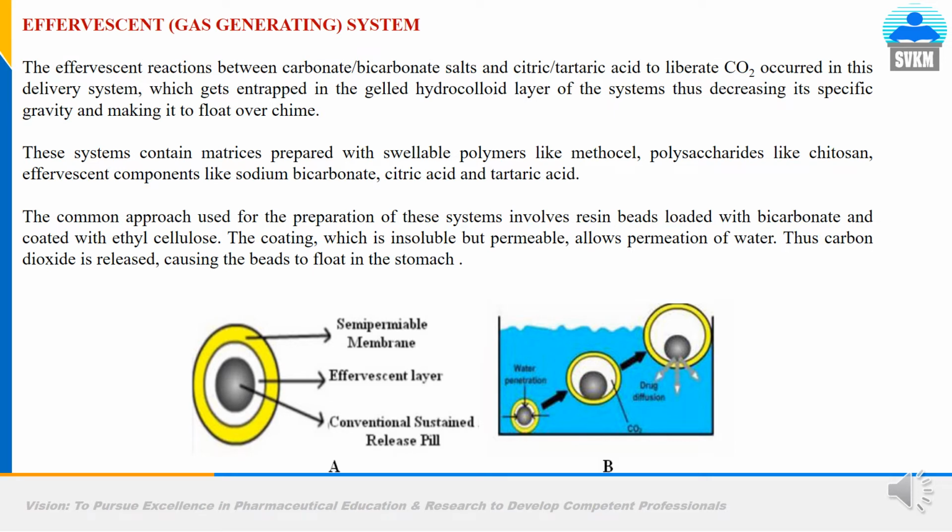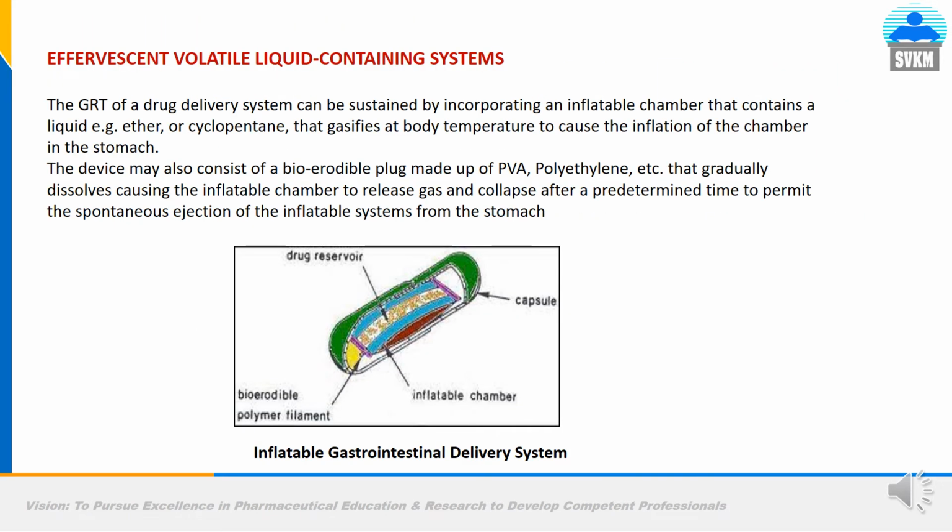The bead to float. Another method in the floating system is the effervescent volatile liquid containing system. Here we have a liquid, for example ether or cyclopentane, which will convert into gas when it comes in contact with the body temperature. After this liquid converts into gas, it will inflate that chamber like a balloon, and because of that inflation, it will allow the system to float.